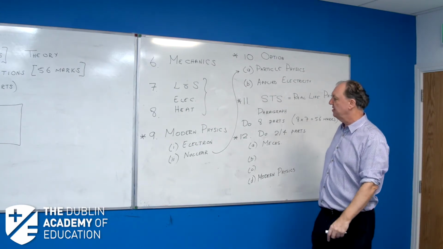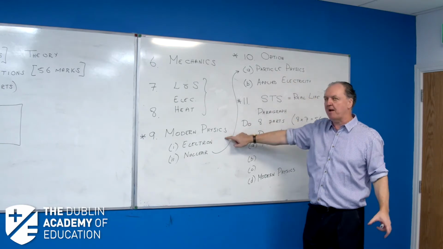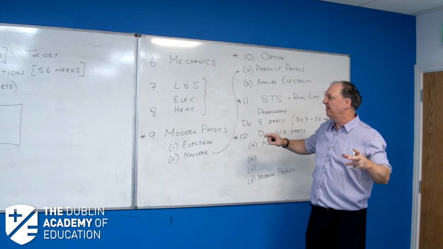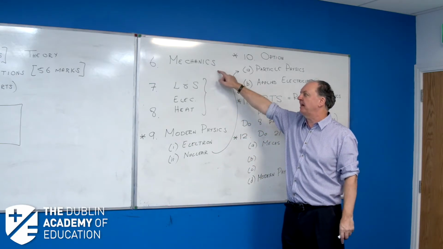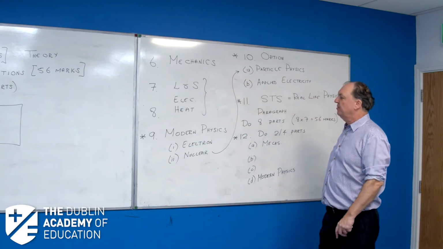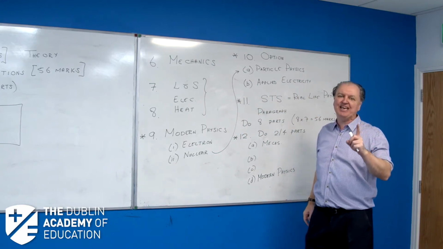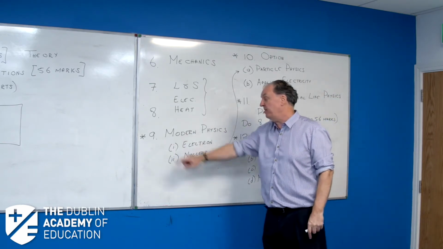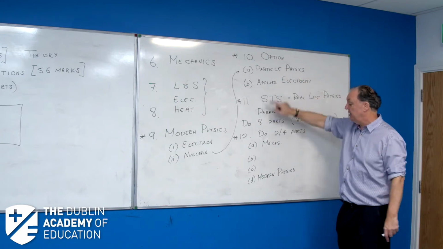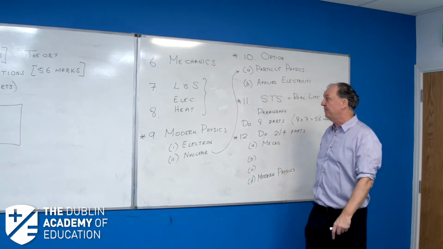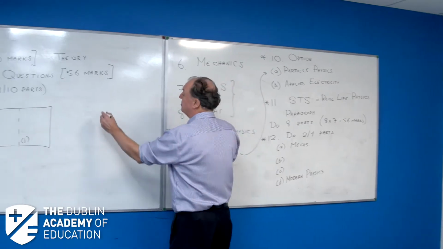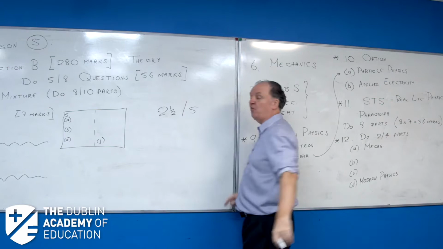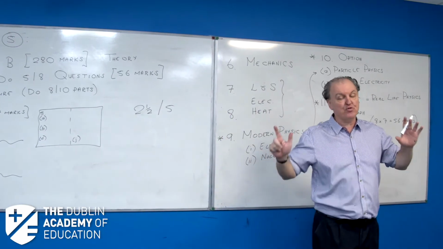Modern physics, which I include the particle physics in my modern physics notes, they're all together, and even though they're all together, they're still only half the size of the mechanics, the light and sound, and the electricity. But if you look at it, you have the potential to get 2.5 full questions from modern physics. Question 9, question 10 part A, and then 12 part D. So if you think about it, that's now 2.5 questions, and you've got to do 5 altogether. So half of section B is now done through the modern physics.